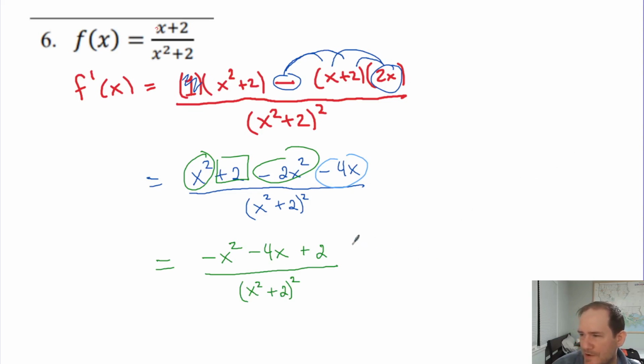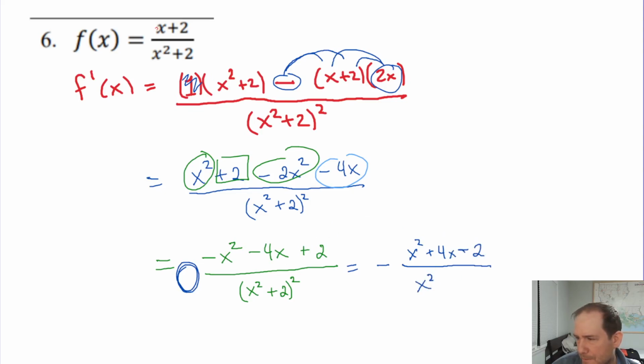Alright, in the numerator, I can factor out a negative, so I'll certainly do that, and I'll factor the negative just all the way out in front of the fraction. That's where I like it. If you know me, you know that that's how I like it. So that's an x squared plus 4x minus 2.